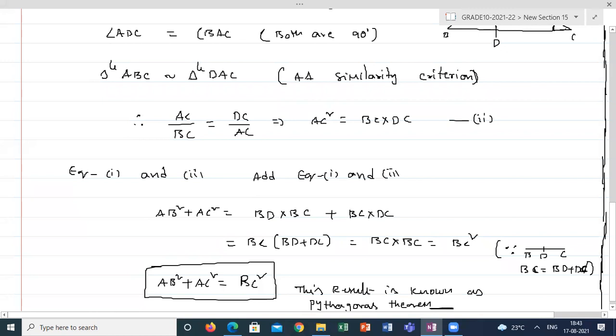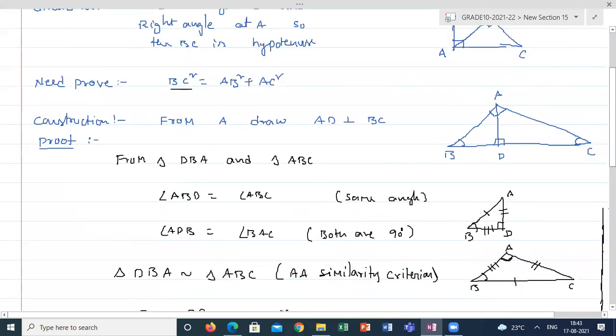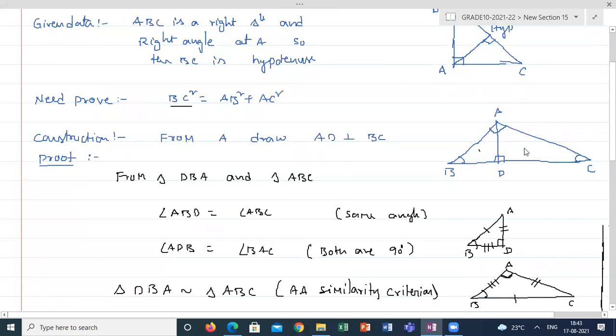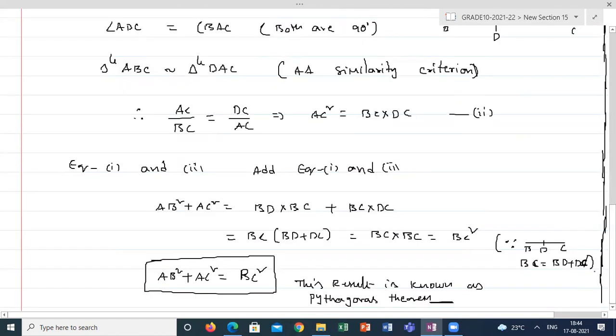Is it clear? How to prove the Pythagoras theorem? The same proof I am doing 2 times in this. One is with the triangle. If I am taking ABC as one triangle, this is the second triangle, this is the third triangle, and the first triangle is ABC. ABC, DBA, one triangle, one set. ABC, DAC is another side. From the 2 results, I can prove the Pythagoras theorem.